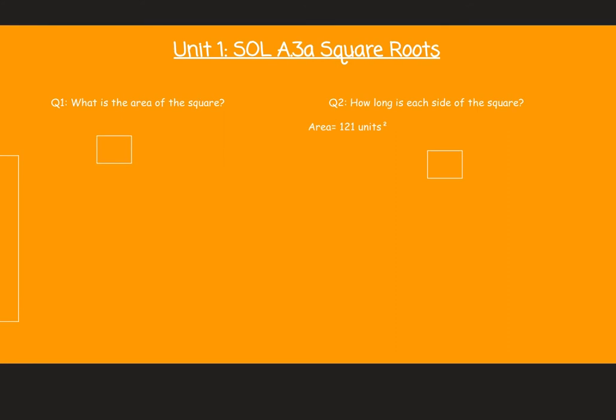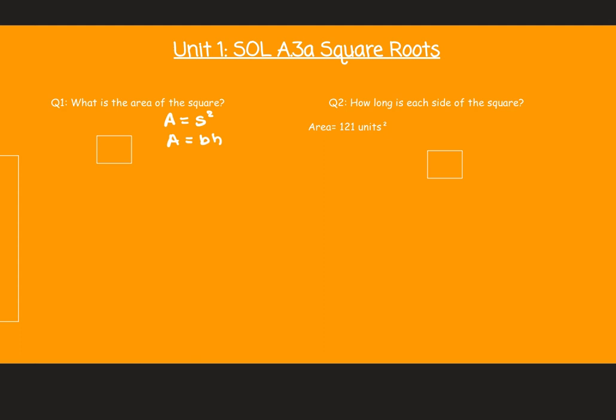All right, so let's take a little review of the area of a square, and the relationship between square and square roots. Remember, the area of a square is simply A equals side squared, or you've also heard A equals base times height. Remember that in a square, all the sides are the same.